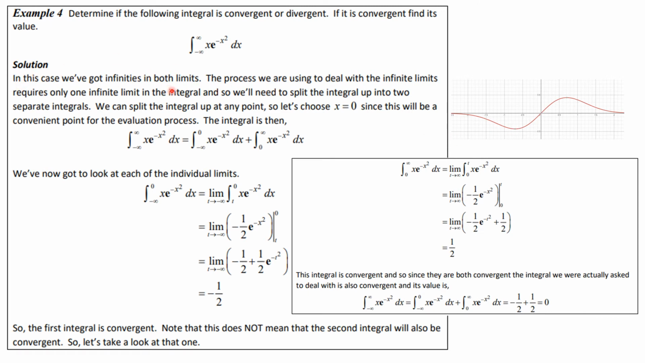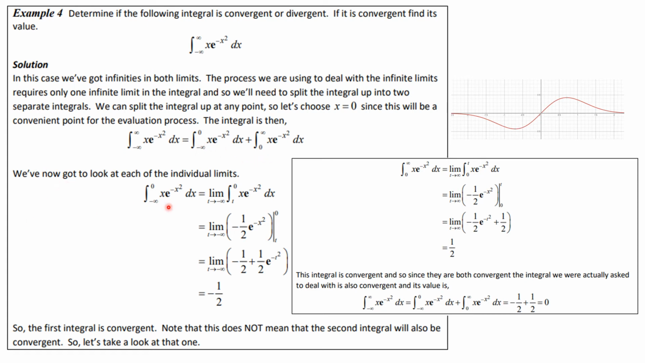So in this case, we got infinities in both limits. And so what we're really going to do is we're going to do a computation. We're going to say, what happens when you go from minus infinity to 0 of x e to the minus x squared dx, plus what happens when you go from 0 to infinity of x e to the minus x squared dx. I picked 0. I could have picked any number between minus infinity and infinity, but this is convenient to calculate.